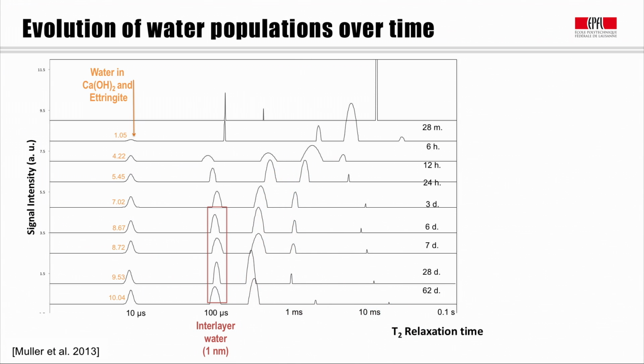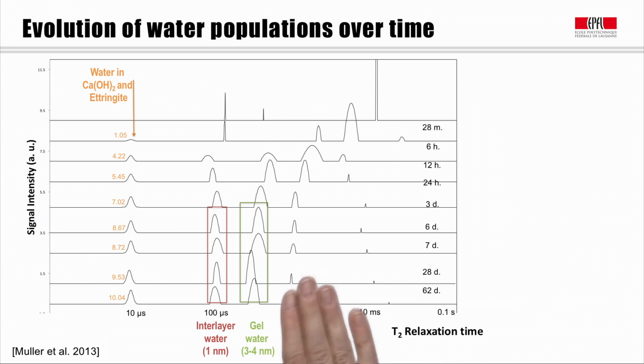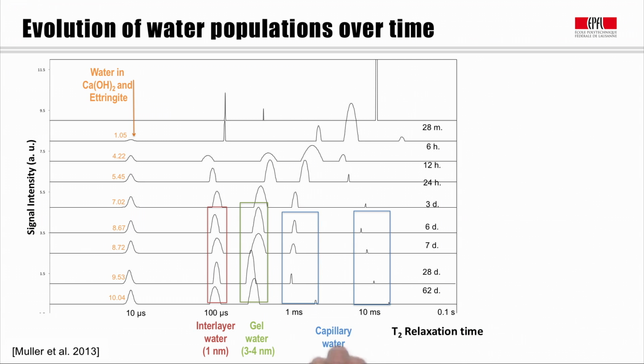So this next clear population we can see here, which starts a little bit bigger and then comes down to this defined size, is in fact what we call the gel water. So when we looked at CSH, we talked about the gel porosity, and in those gel pores is the gel water, and we see this has a quite well-defined characteristic size of about 3 to 4 nanometers. And finally, the rest of the water over here is now capillary water.